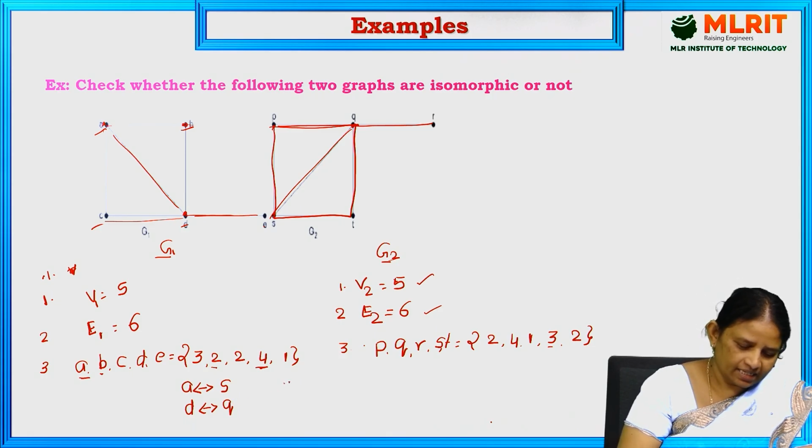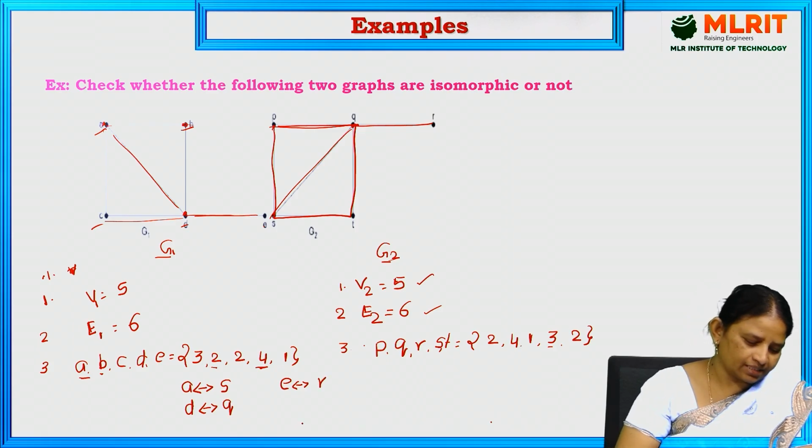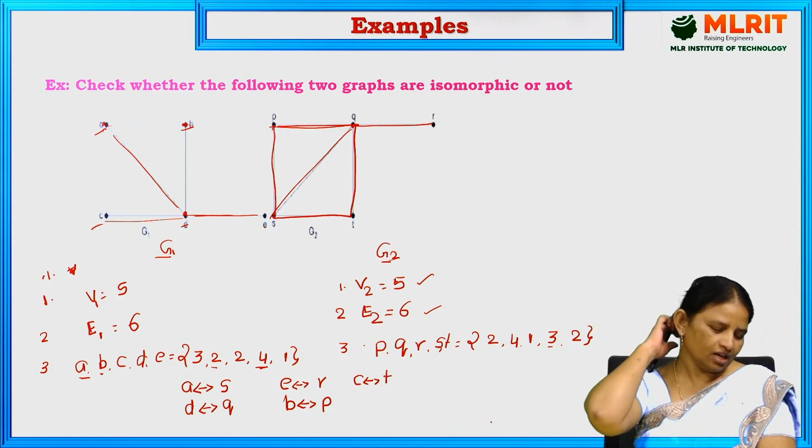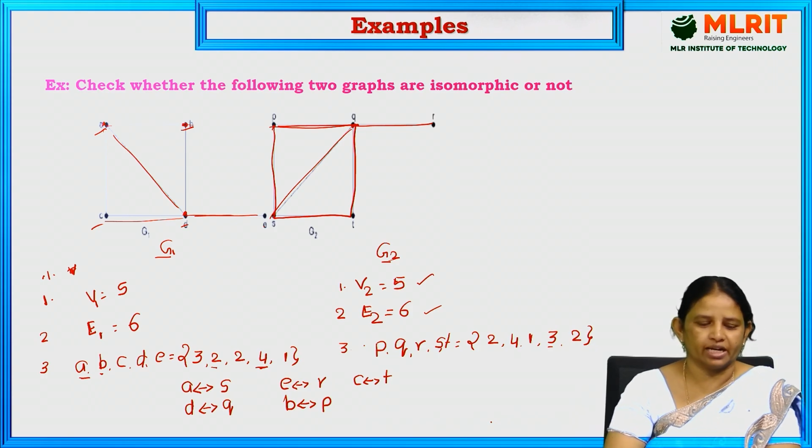Next, E is consisting of 1 edge. Here also R is consisting of 1 edge. E is equal to R. Next, what about B? B is equal to P. Then C is equal to, that is the last edge, T. Like that we need to equate. That means A, B, C, D, E are equal to the corresponding vertices.